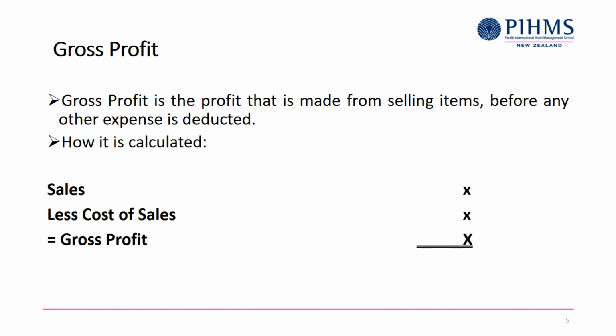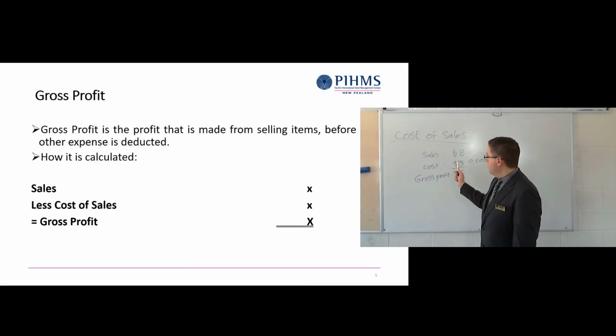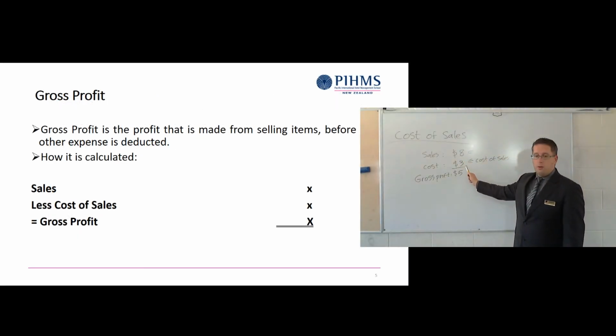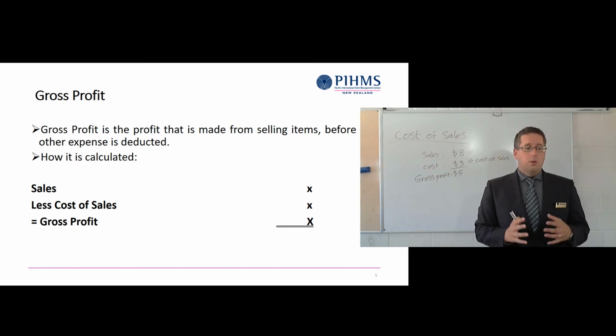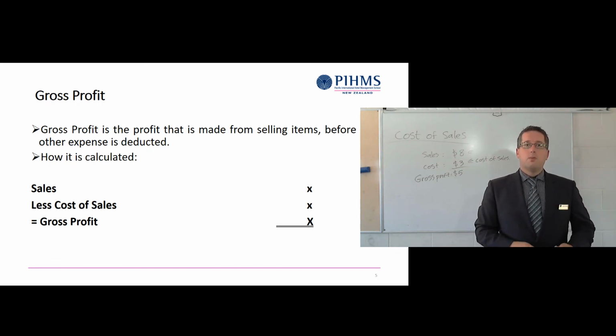Now, the other one that I mentioned on the board is gross profit. Well, gross profit can be calculated. Gross profit is the profit made from selling items before any other expenses are deducted. So how it's calculated is you take your sales, you minus cost of sales, and that equals gross profit. So just like what I had on the board, $8 sales minus $3 cost equals $5 gross profit. You can then use it using those figures, maybe for one year, because sales less cost of sales is gross profit.